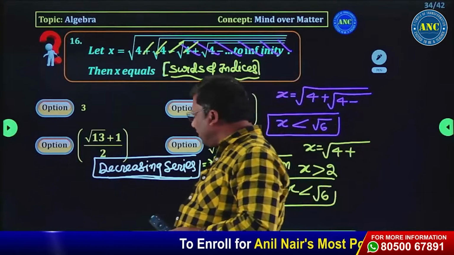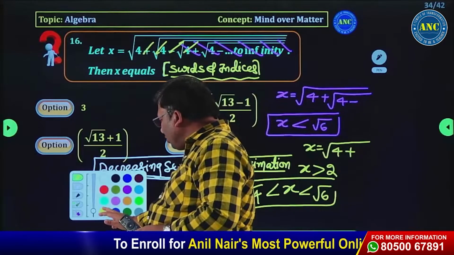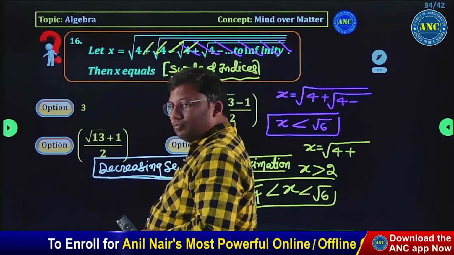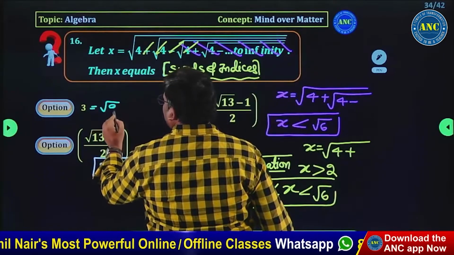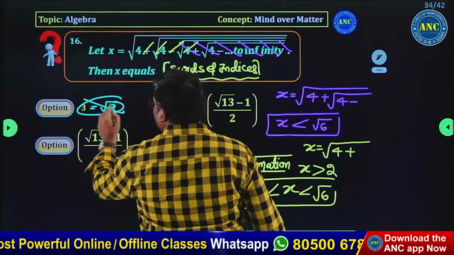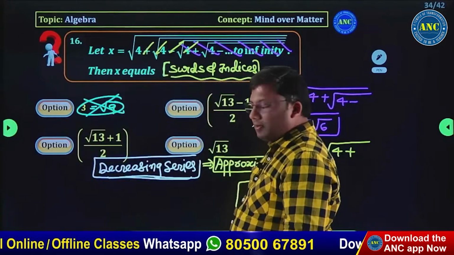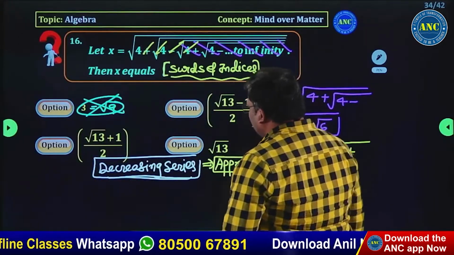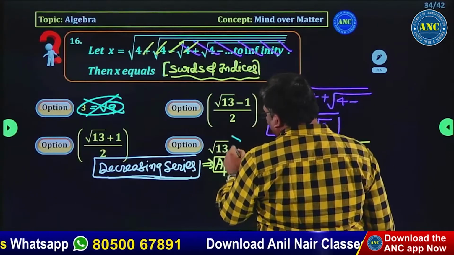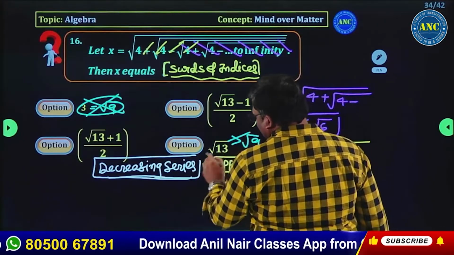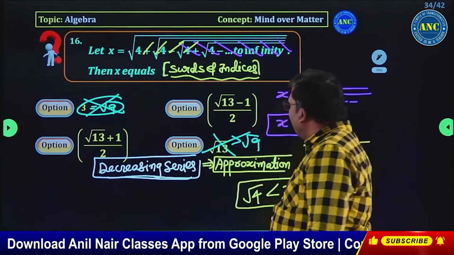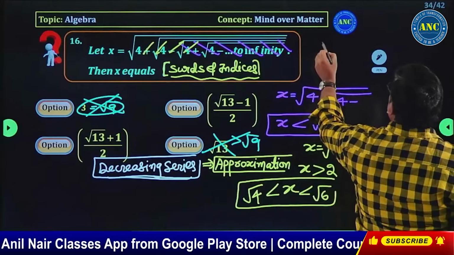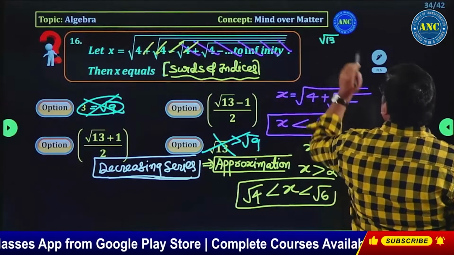Now if you see here, sir, how to determine this value? 3 is root 9. The answer should be less than root 6. So if 3 is root 13, which is greater than root 9, this is not possible. How to find out the approximate value of root 13?